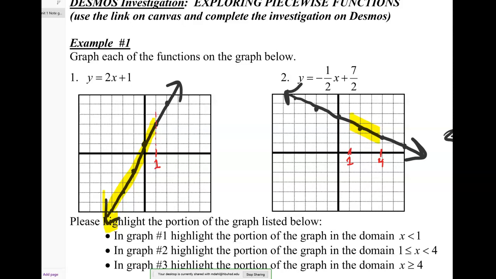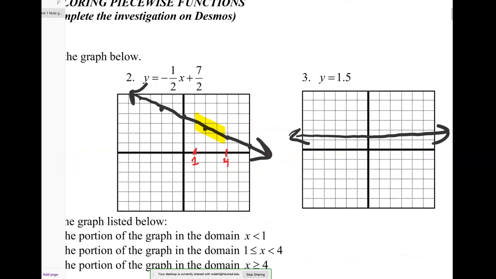All right, on the third graph, it was a constant function. So I have a straight line. I know, I drew it, so it's not that straight. But I have a constant function going across at 1.5. Okay, so all of these points have a y-coordinate of 1.5. They formed this line. That's why my line looks like that. Y is always 1.5.